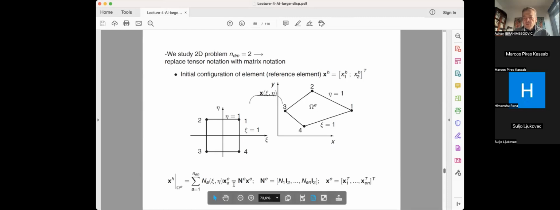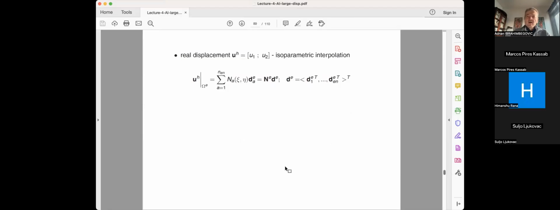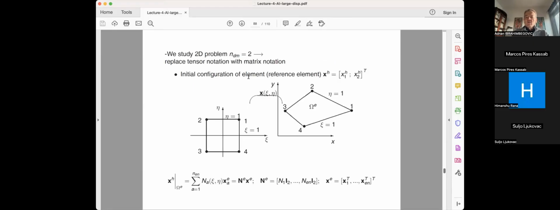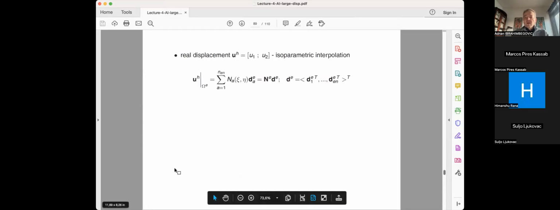So we use isoparametric interpolation, representing the real geometry with bilinear shape functions, the same ones we already used for four-node elements. And we do the same thing for our incremental displacement and also the virtual displacement. The only difference is that instead of the nodal coordinates x_a multiplying the shape function to get the position vector x, you multiply the same shape function with the nodal displacements to get your incremental displacement field.